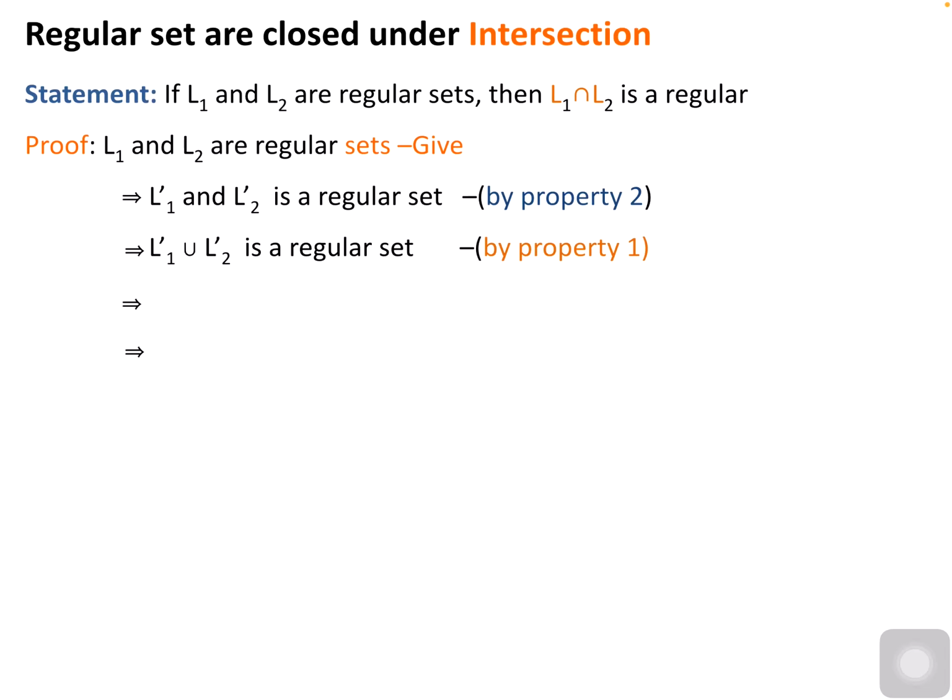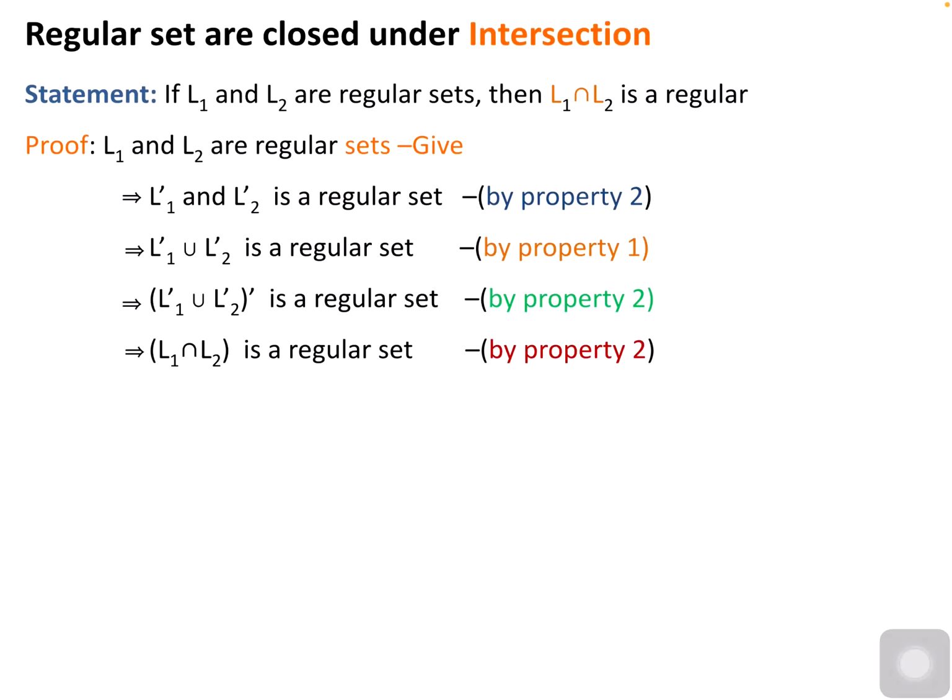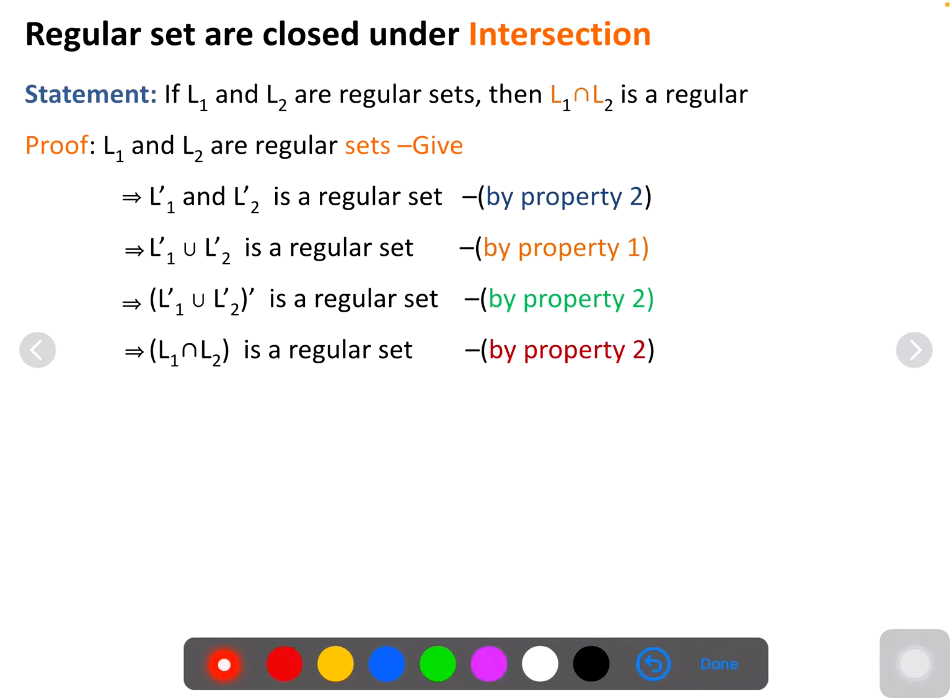So for L1 intersection L2, you can use De Morgan's theorem, and then you get L1 intersection L2 as a regular set by property 2. Note that L1 intersection L2 is also L1 dash union L2 dash, whole dash, by De Morgan's theorem.